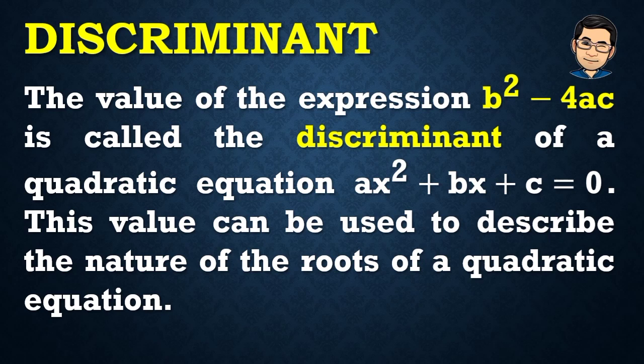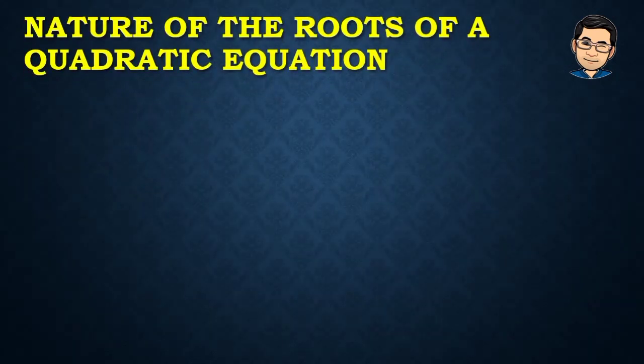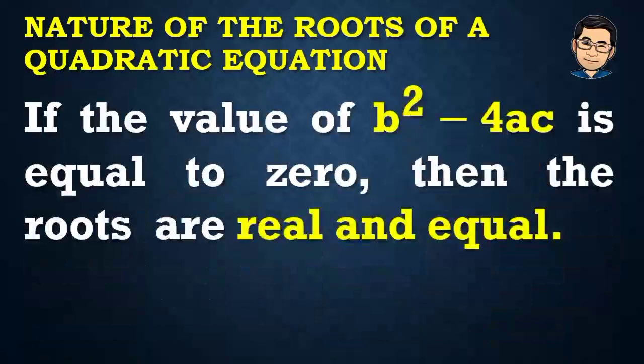So, ito yung mga kondisyon. So, the nature of the roots of a quadratic equation, for the first condition, if the value of b squared minus 4ac is equal to 0, then the roots are real and equal. Okay. So, may mga quadratic equation kasi tayo na kapag kinuha natin yung roots, parehong-pareho. So, ang ibig sabihin lang nun, kapag in-apply natin yung discriminant, makakakuha tayo ng 0 na sagot. So, ibig sabihin nun, yung roots ay real at equal.